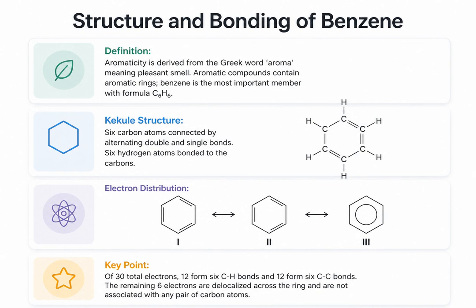This is explained by resonance. Benzene doesn't flip between two structures. Instead, it exists as a hybrid where 6 electrons are delocalized around the entire ring. These delocalized electrons are not locked to any specific pair of carbons, giving benzene extraordinary stability.